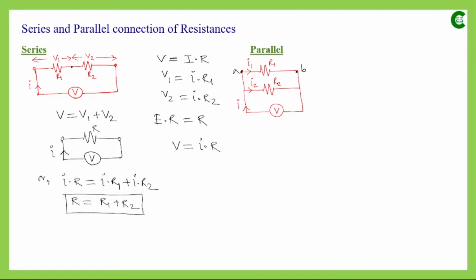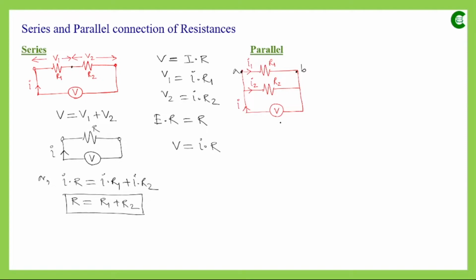So here we can see that the voltage drop, or voltage value, across each component in that parallel connection is the same. In case of series connection, as we have seen, the current value is the same through every component in that series connection, and in case of parallel connection, the voltage value is the same across every component in that parallel connection.